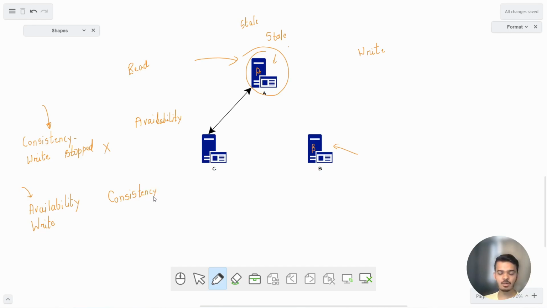So in the real world, you cannot guarantee consistency and availability simultaneously. I hope you have understood this.